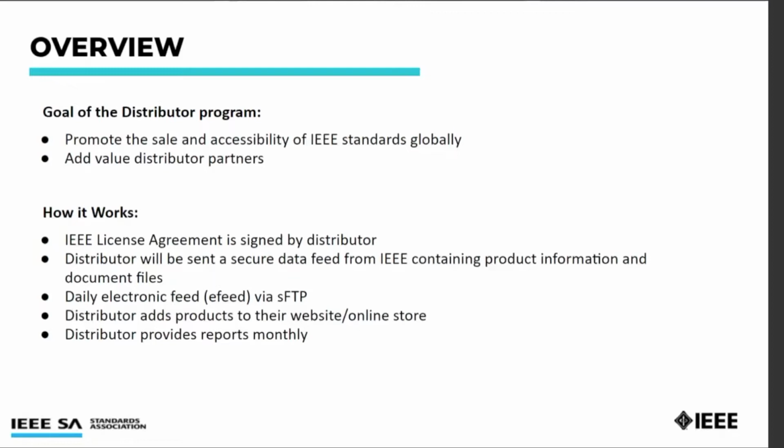After your signed agreement has been received by IEEE, you will be provided with an Excel template with which you will provide monthly royalty reports back to IEEE SA. We will cover this later in the presentation.